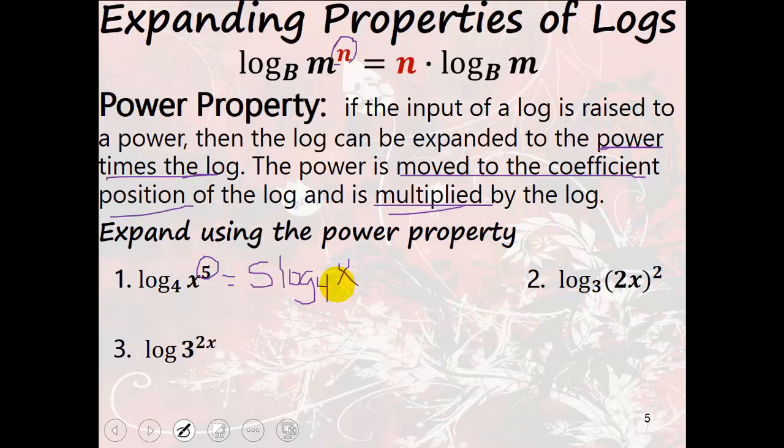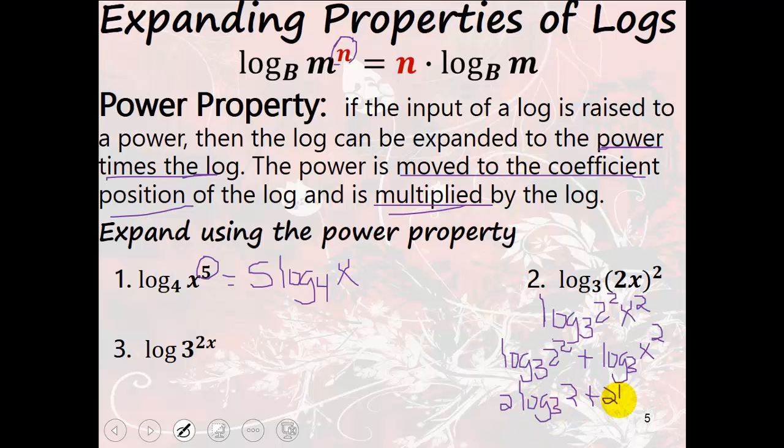I'm going to apply it to each of these values and then I'm going to move it. So this is log base 3 of 2 squared x squared. And now I'm going to expand log base 3 of 2 squared plus log base 3 of x squared. And so it gives me 2 log base 3 of 2 plus 2 log base 3 of the input x.